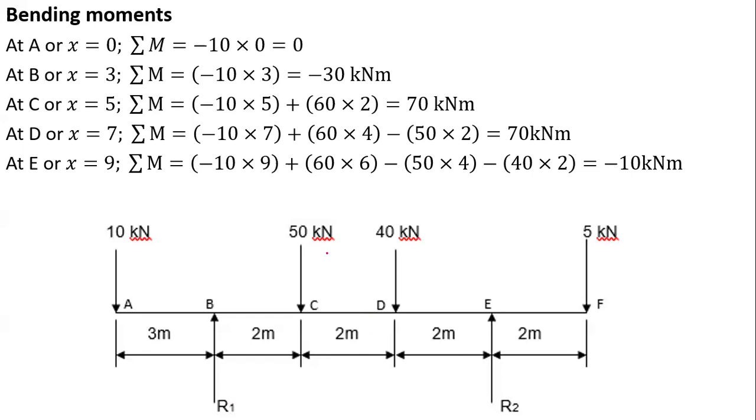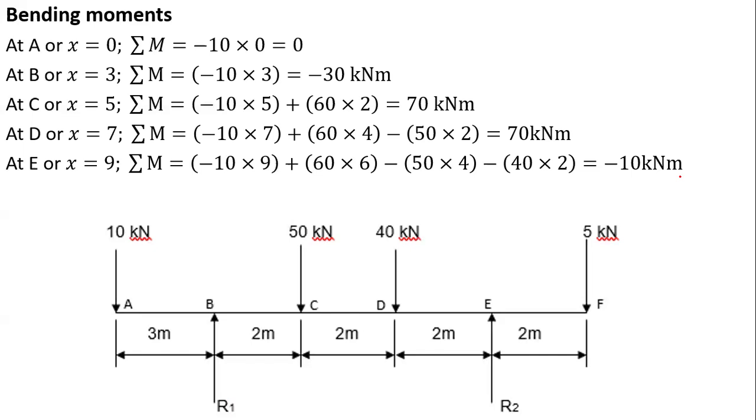Next, I have negative 50 by what distance? Of course, we add this one and that, meaning negative 50 by 4. And lastly, I have negative 40 by this distance here, which is 2. And those are the numbers we have: negative 10 by 9 plus 60 by 6 minus 50 by 4 minus 40 by 2. The answer is now negative 10 kilonewton meters.